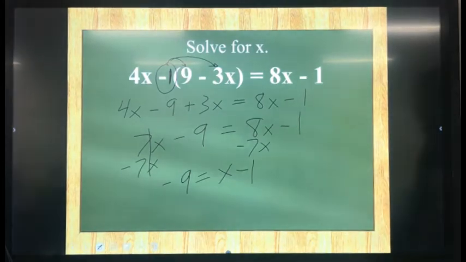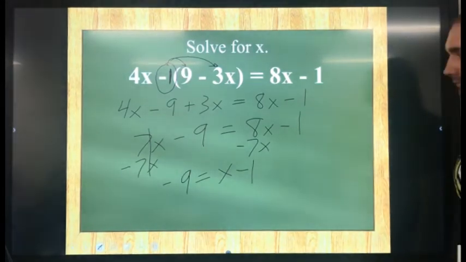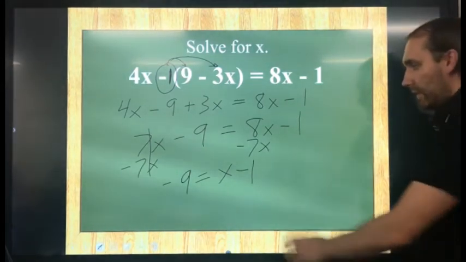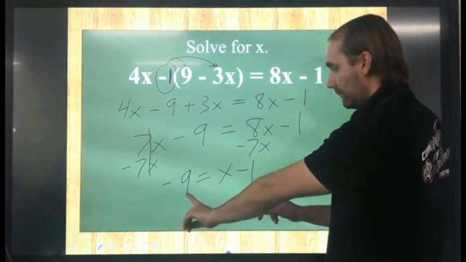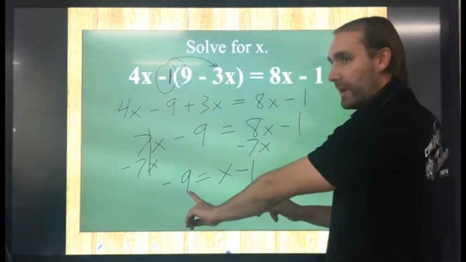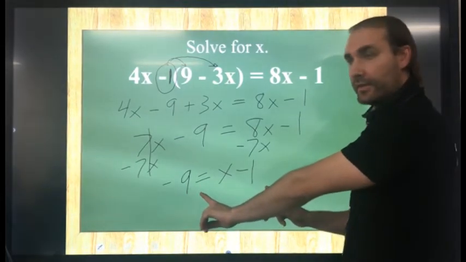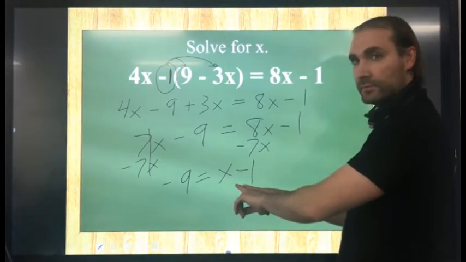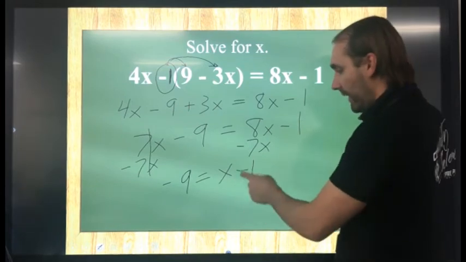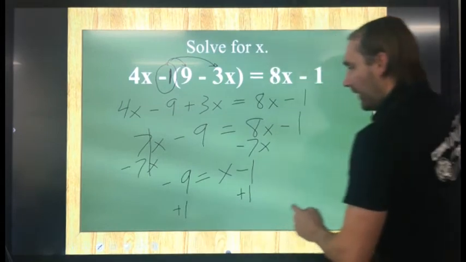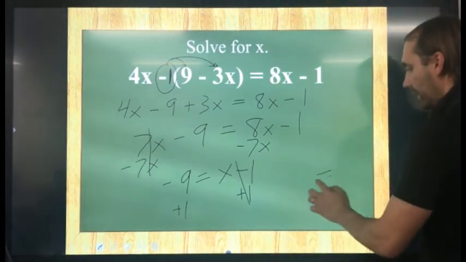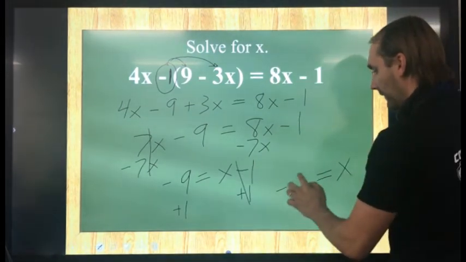And then last but not least, the numbers. What do I want to do? Now I would want to isolate the variable, so get x by itself. So what's the opposite of subtracting 1? Adding 1. That gives me x equals -8.